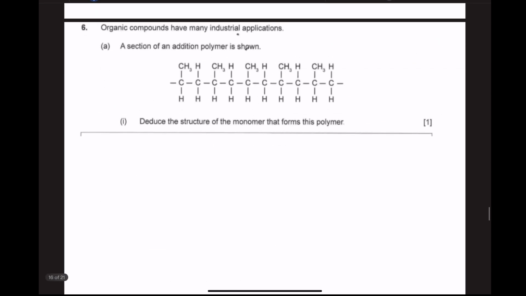Next, we have question 6, where we are given the chain of an addition polymer. We have to find the structure of the monomer. For the monomer, we just identify the repeating unit. So you check that this thing has been repeated multiple times. The same thing is exactly here, and so on. Now, what we do is we identify this repeating unit and then just place a double bond in between the carbon atoms. We'll get the monomer. So that is our monomer for part 1.